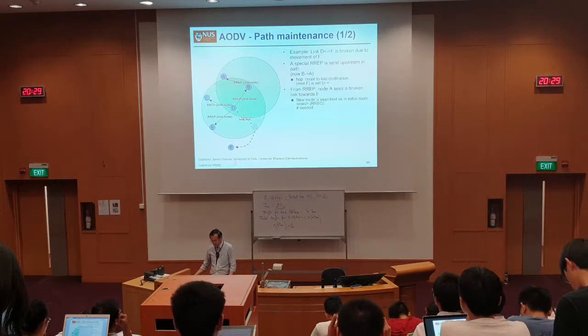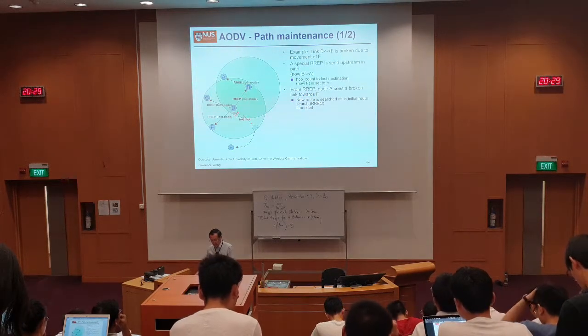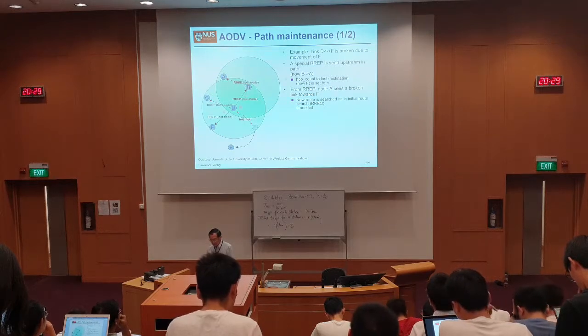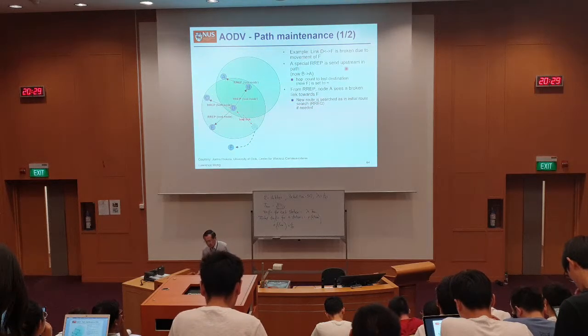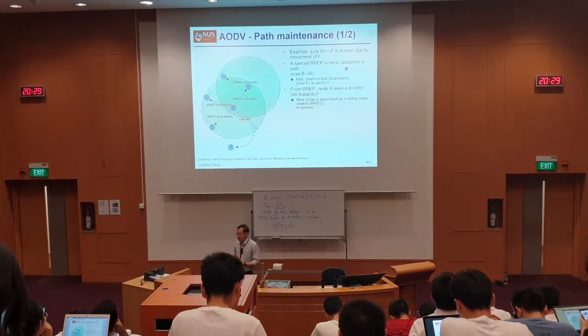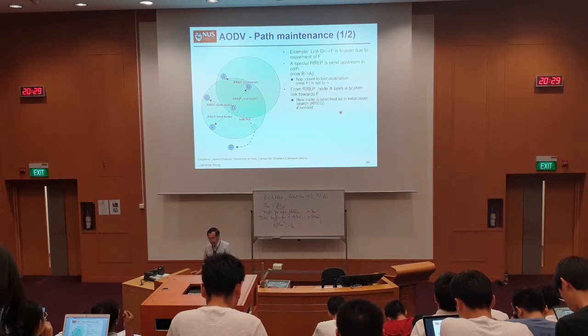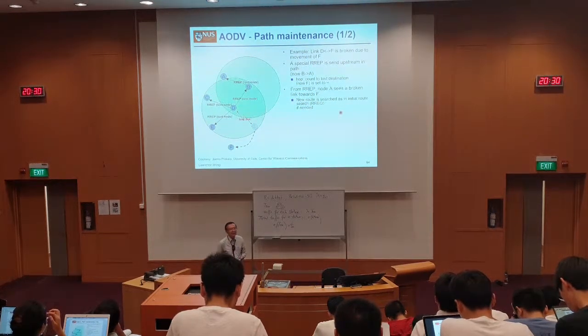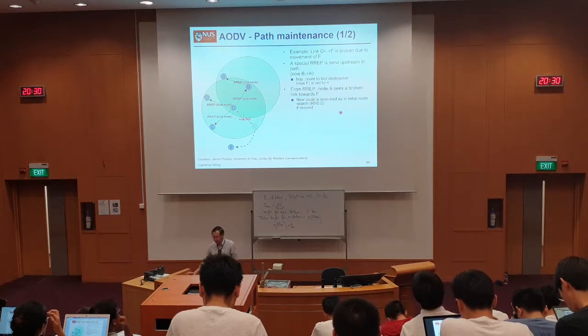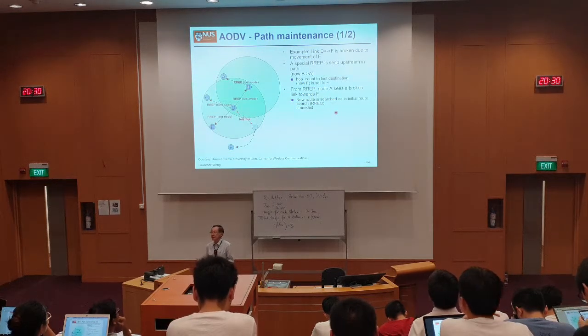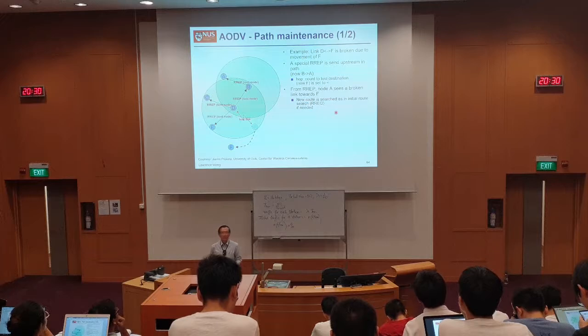All right, so what does it do? D sends out a RERR. See? A special RERR is sent upstream to tell the upstream nodes that something has gone wrong with F. Okay? From the RERR, node A sees a broken link towards F, and so initiates a search.